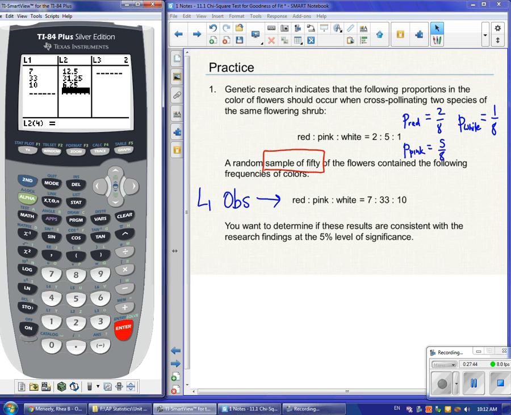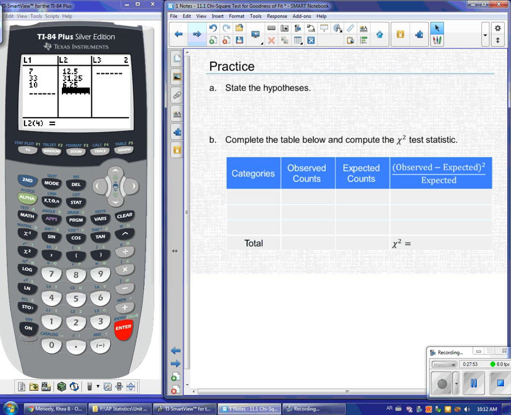And I'm sort of jumping the gun. But it says you want to determine if these results are consistent with the research findings at the 5% significance level. So actually, let's go in the proper order. The very first thing you want to do is state your hypotheses.